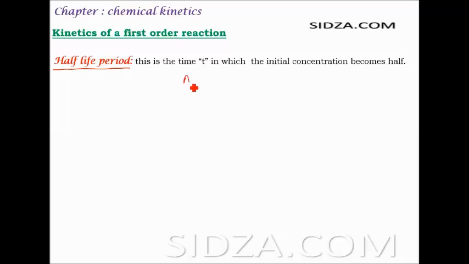Suppose we start with A moles of the initial concentration of the reactant A, which changes into product. Half-life period means the time taken by half of the A reactants to change into product. So that reaction is actually 50% completed, right? Or sometimes we say the time T 50%, the time taken by the reaction so that the initial concentration becomes half, right? So that half of the reactants convert into product. Okay, so this is the time T in which the initial concentration becomes half.